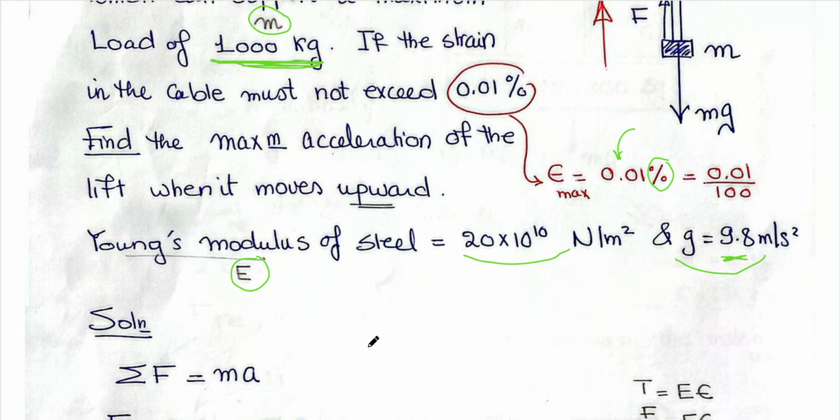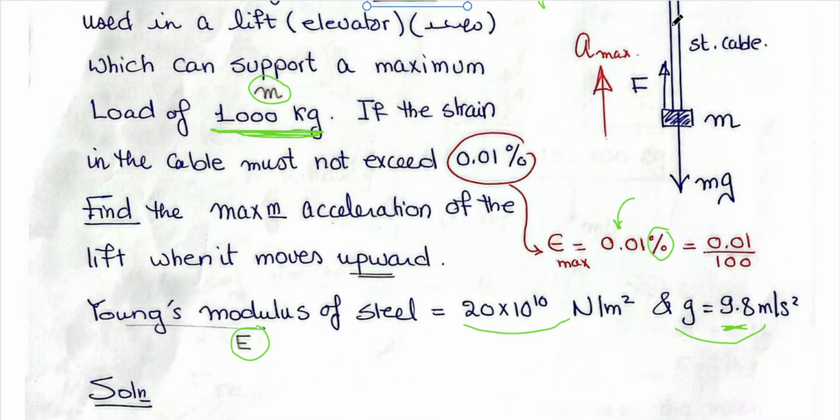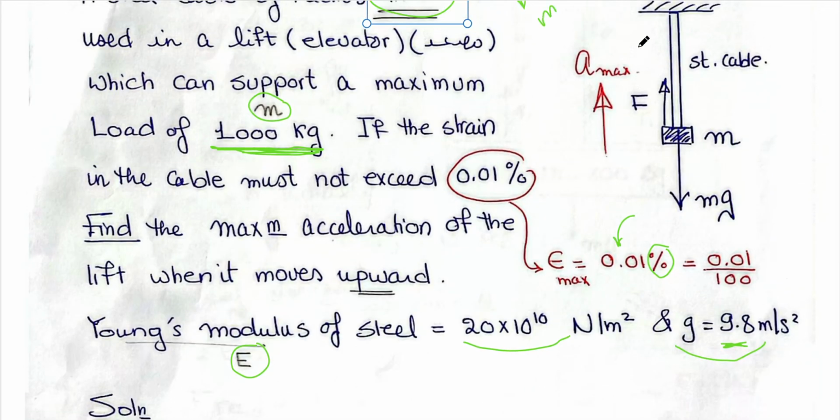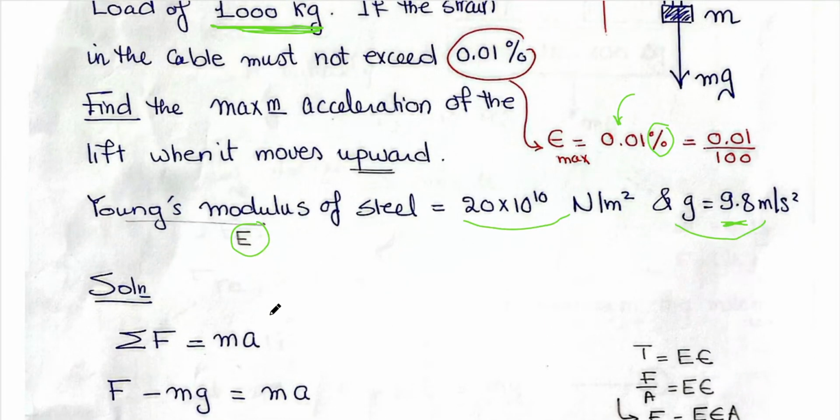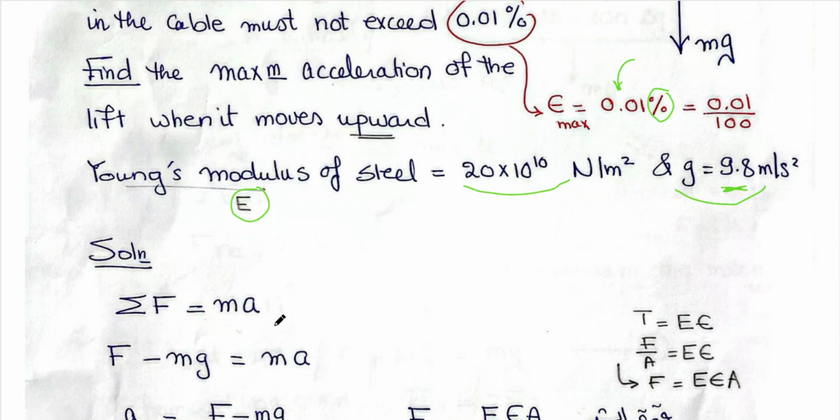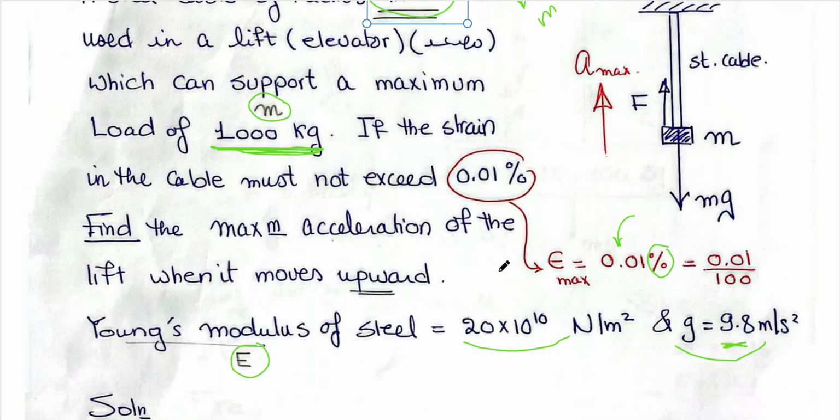Let's start solving this problem. In this problem, there is movement. So from Newton's law, sigma forces equals mass multiplied by acceleration. I want to sum the forces. So I'm taking the positive direction upward with the acceleration. In this direction, we have F, the tension force in the cable. And in the other direction, we have mg, which is the weight of the elevator.